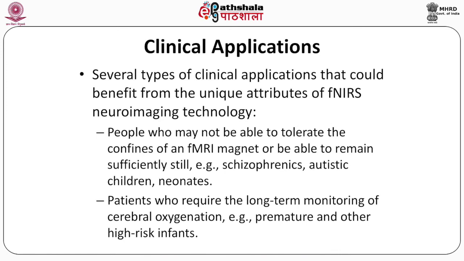Examples are schizophrenics, autistic children, neonates. These are some of the examples of patients in whom it is very difficult to maintain a still posture. So, in those patients, fMRI is not advisable and FNIRS is pretty useful. Patients who require long-term monitoring of cerebral oxygenation, for a very long period of time, it is very difficult to maintain the patient in a still posture. So, in those patients, we use this FNIRS technique. Example, premature and other high-risk infants.